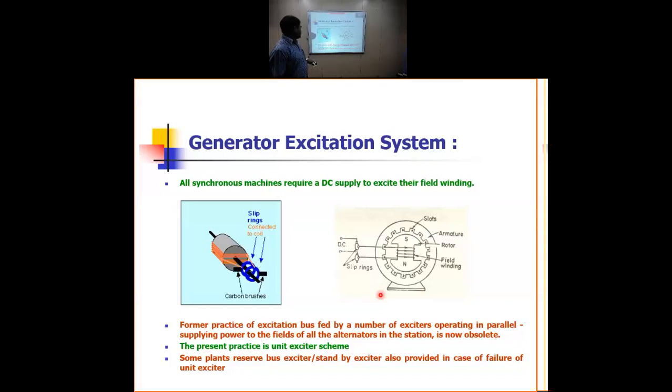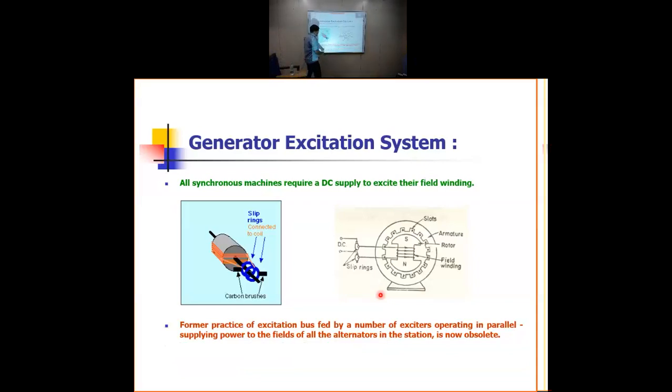One thing only is that here you see: the formal practice of the excitation bus fed by a number of exciters operating in parallel, supplying power to the fields of all the alternators in the station, is now obsolete. That means in earlier days, what was there? There was a separate DC point. DC point means the DC power point was separately available by running different DC generators in parallel.